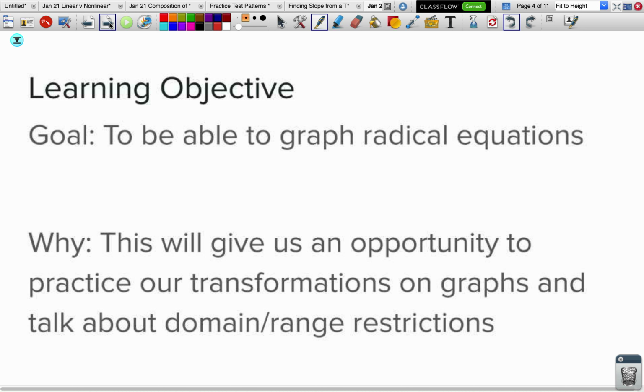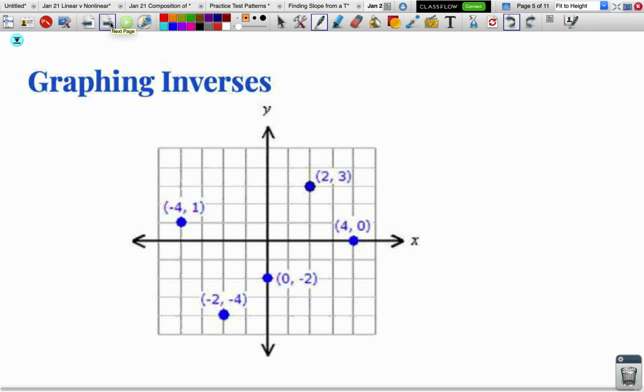Okay. Goal for today is to be able to graph radical equations. Why are we doing this? This will give us opportunities to practice our transformations and graphs and talk about domain and range restrictions.